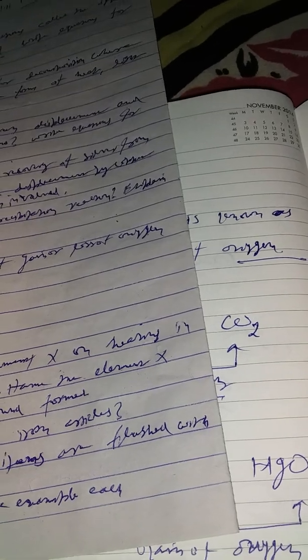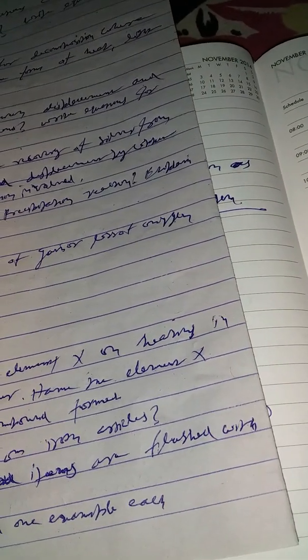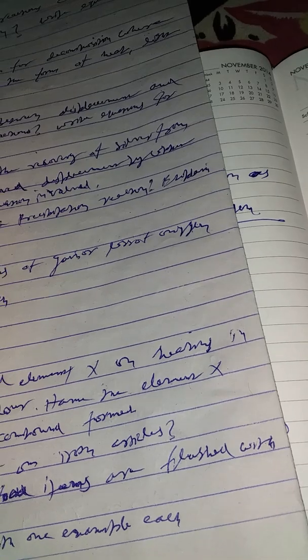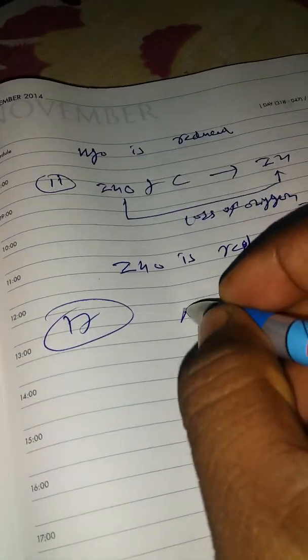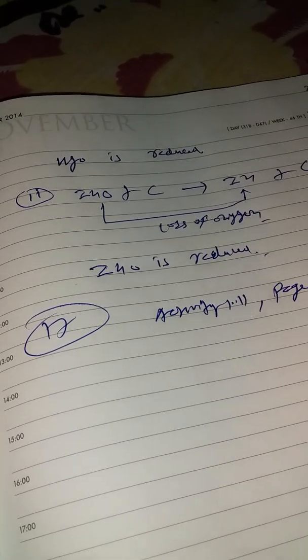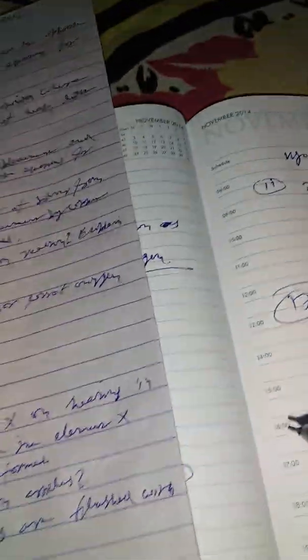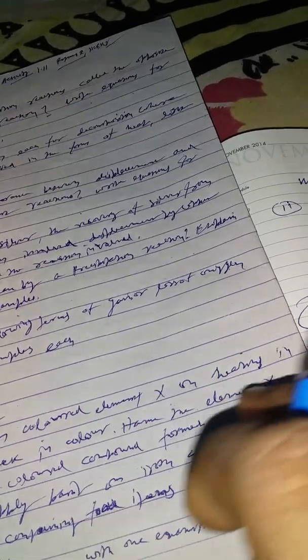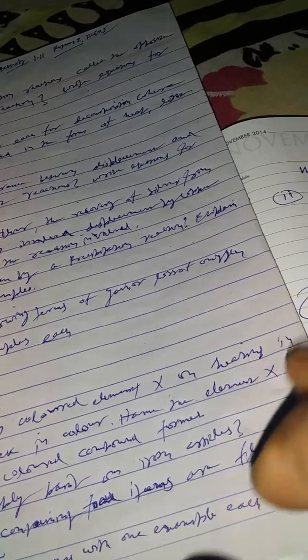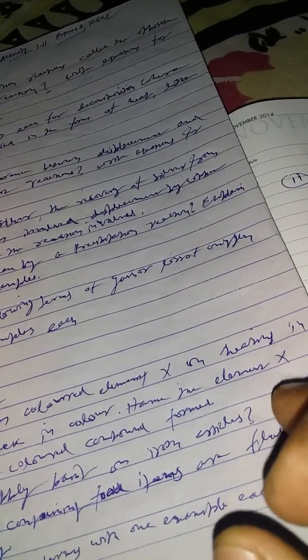Next one, question number 17. A shiny brown colored element X on heating in air becomes black in color. Name the element X and the black colored compound formed. Students, in the NCERT book, activity 1.1, page number 12 of NCERT, this activity is given.